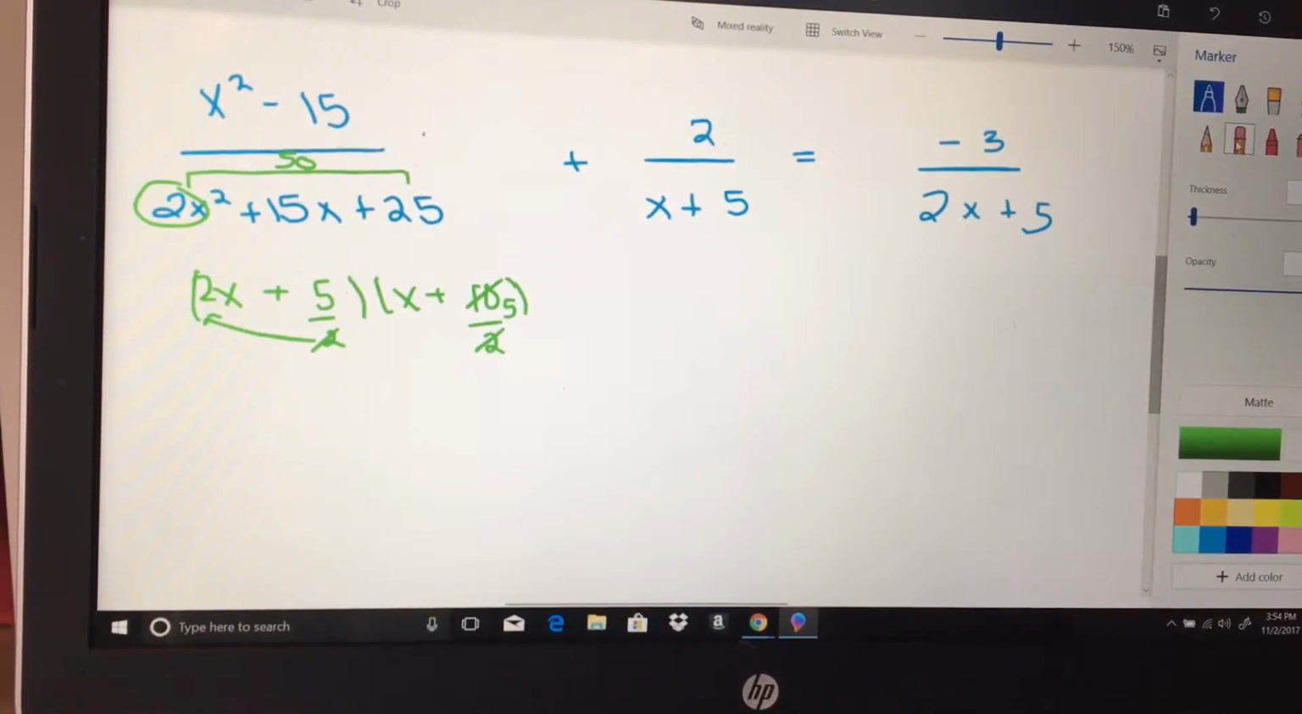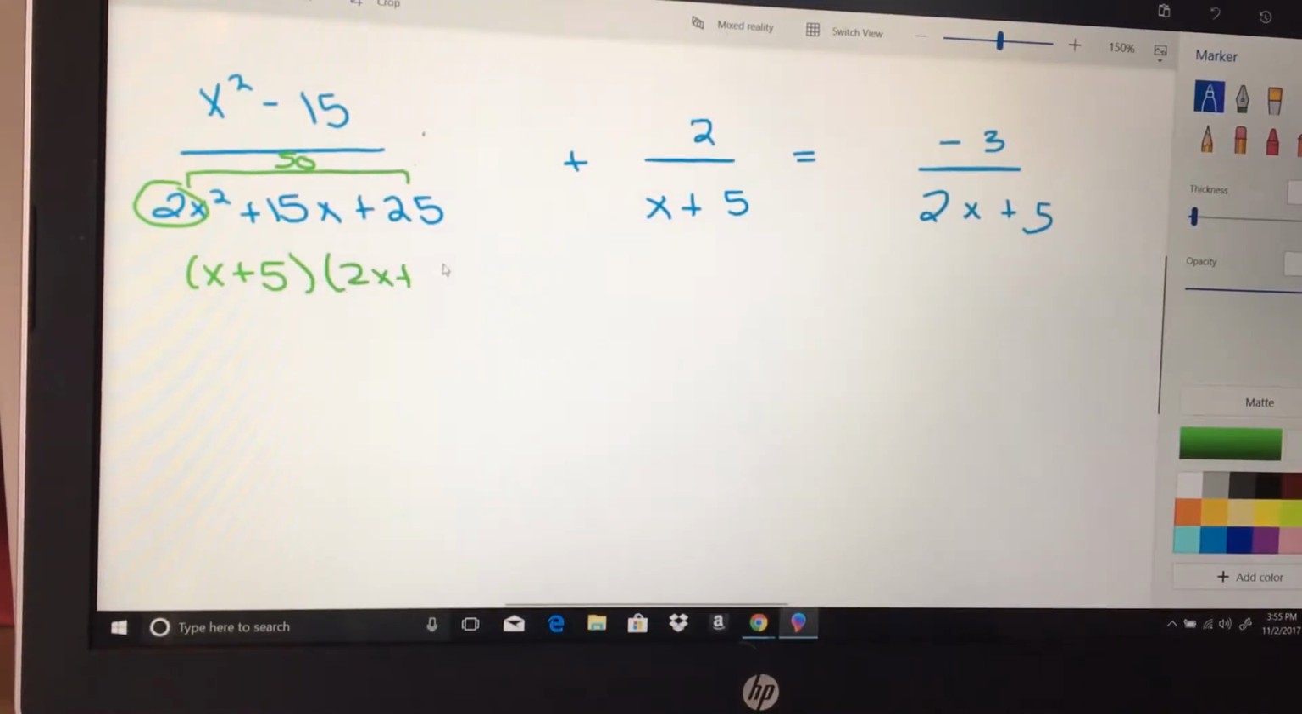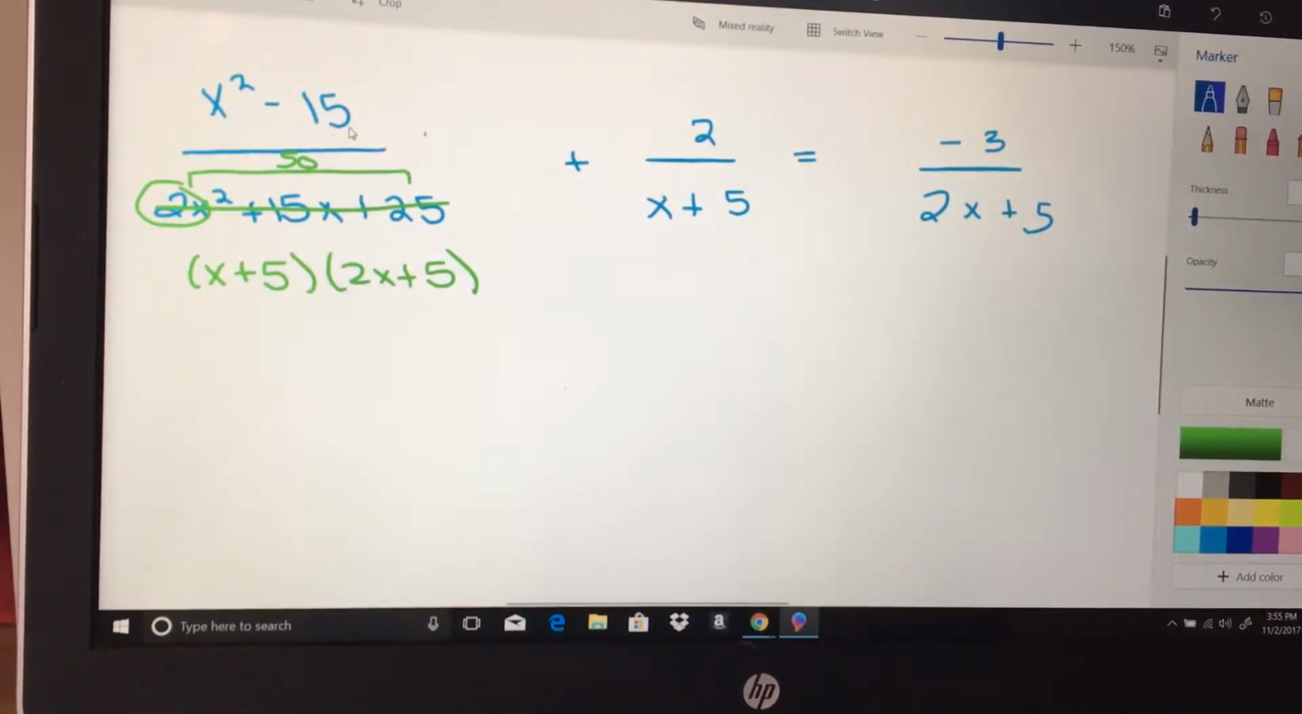So I'll write this nice and neat for you guys. We have an x squared. I'm not going to rewrite the whole thing actually. So let's put this here. We have a 2x plus 5 and an x plus 5. Okay, so that is our new denominator. And our x squared minus 15, we can't factor that because the 15 is not a perfect square.